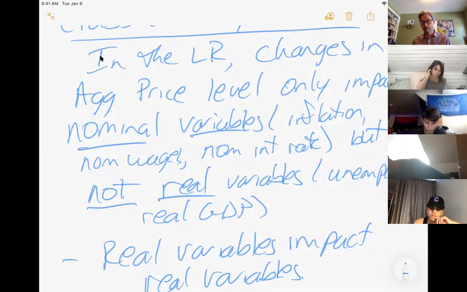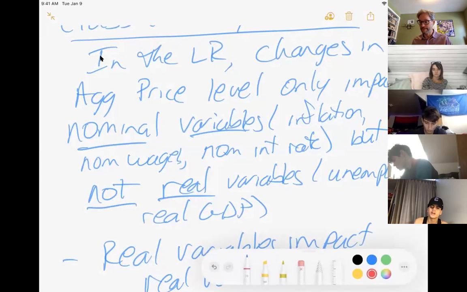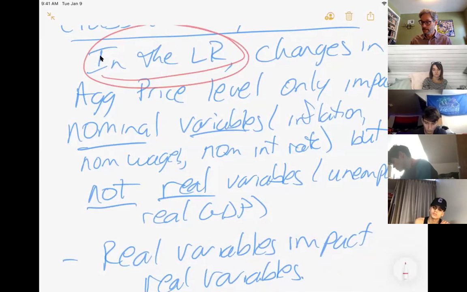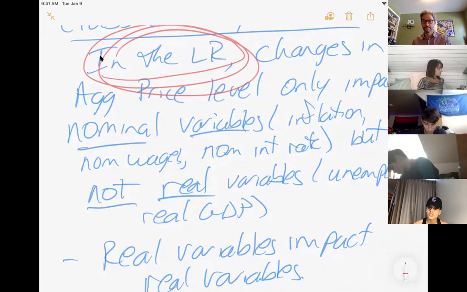However, I want to emphasize something really important here. What's the magic word in this definition? In the long run. In the long run, that's true. But does it have to be true in the short run? Not at all. Like, for instance, go back to this red dollar bill example I gave you.